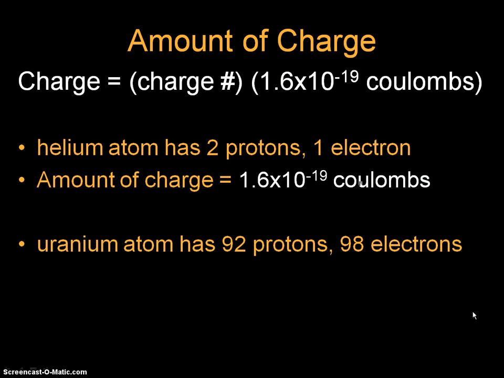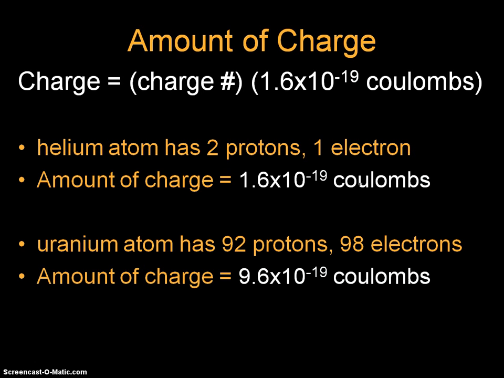Uranium atom, 92 protons, 98 electrons. What's the amount of net charge on the uranium atom? We have -6. Multiply that by 1.6 times 10 to the -19. This should be negative 9.6 times 10 to the -19 coulombs.